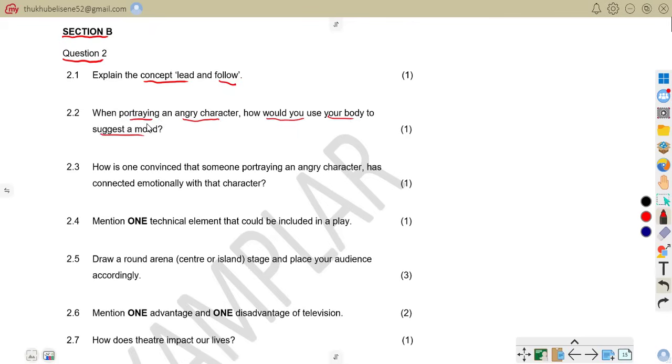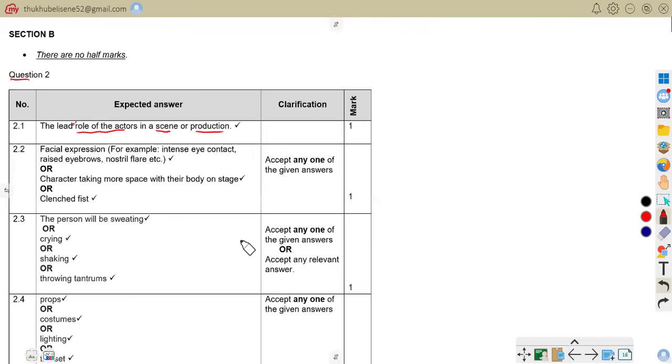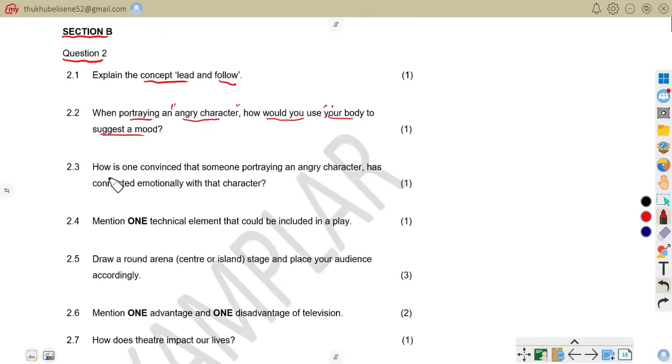Now coming to 2.2: When portraying an angry character, how would you use your body to suggest the mood? The correct answer here is the facial expression, for example intense eye contact, raised eyebrows, and nostrils flared. So that can show your anger. Or a character taking more space with their body on a stage, or a clenched fist.